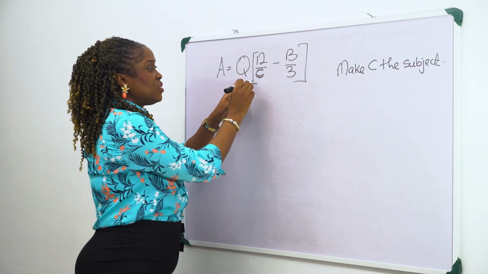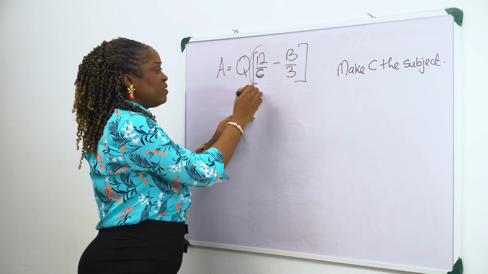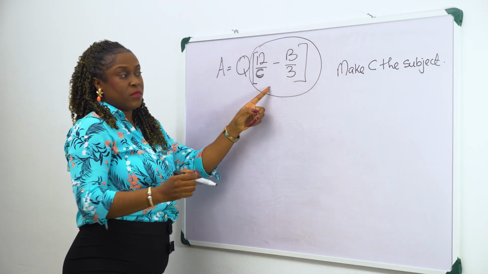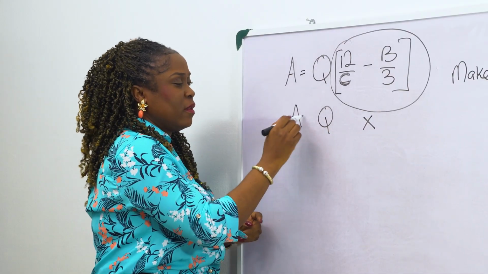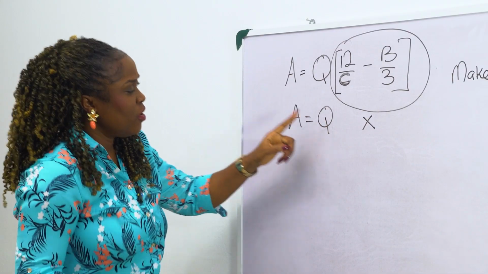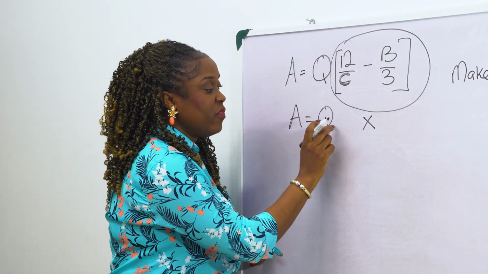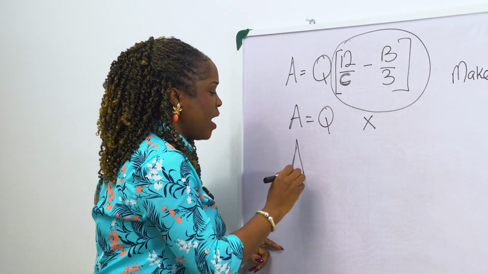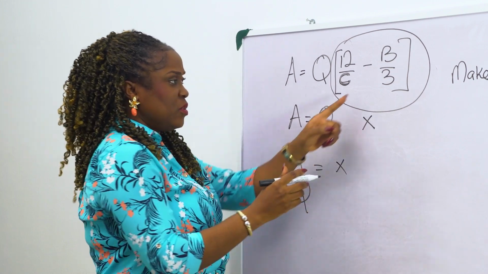Remember, Q is attached to a term. Once it's a bracket, it's assumed that this is a single term. So we assume we have Q and a single term X. How do we move Q away from X? By dividing both sides, or by moving Q to the denominator. So we have A over Q equal to X, which is this.